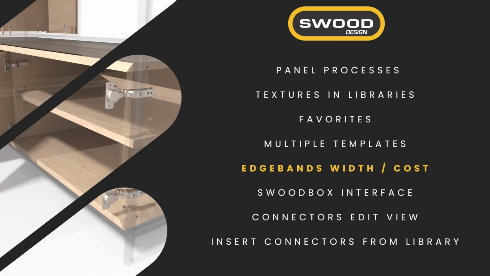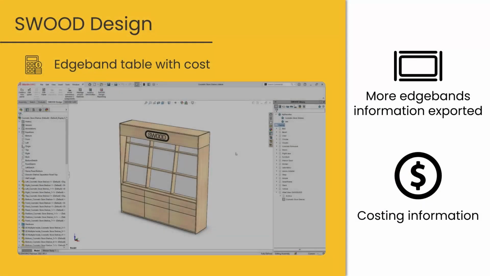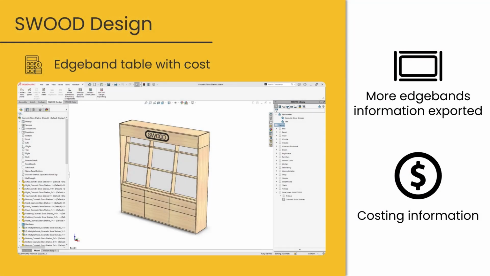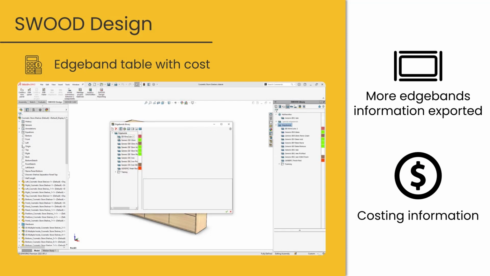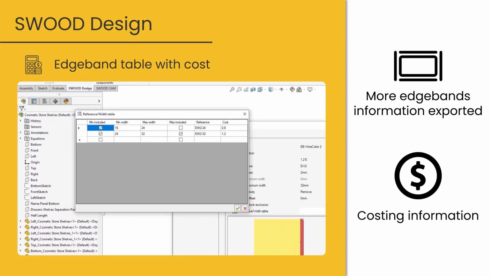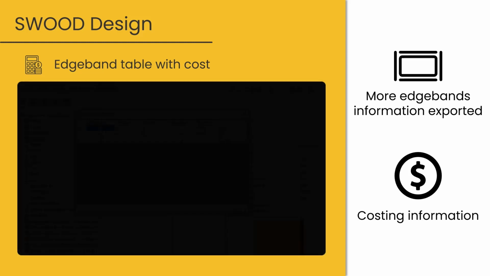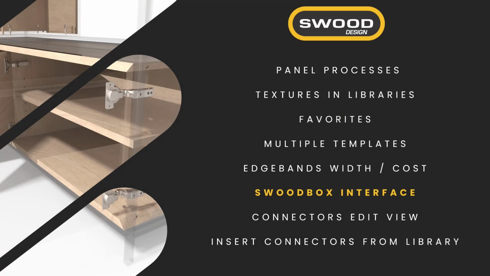Coming on to the updates of the edge bands. We've completed this feature this year, and it now includes the ability to add pricing information to the edge band reference table. This information is then summarized in the report feature of SWOOD, making it easier to track pricing information for your designs. We will now jump on some user interface enhancements with first the SWOOD box.